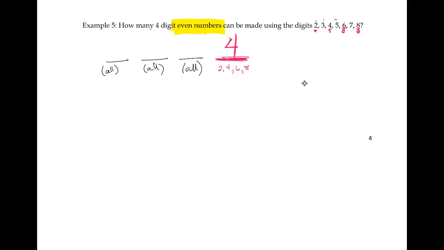So I need to count 1, 2, 3, 4, 5, 6, 7 options. So for each of these, I have 7 digits to choose from. But then that last one can only be 4 because I have to use an even number. It's going to be 5,488 options. Even digits.